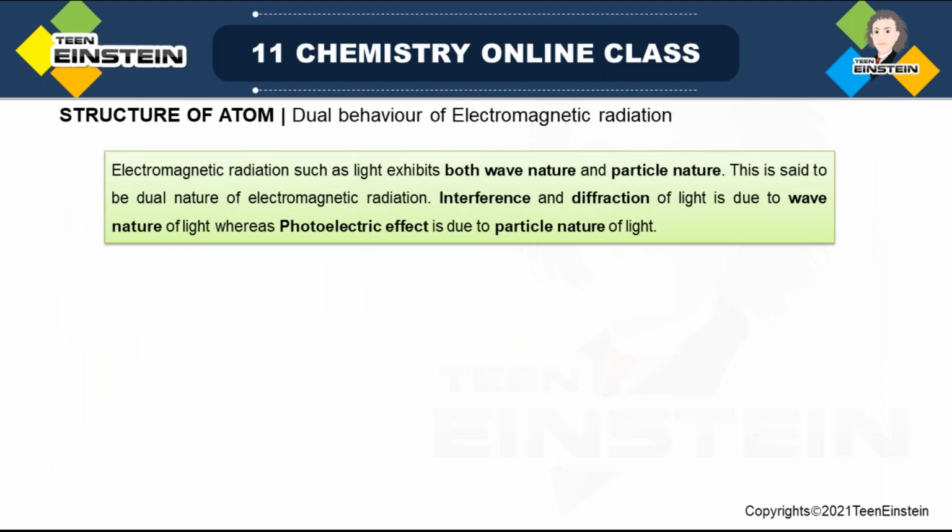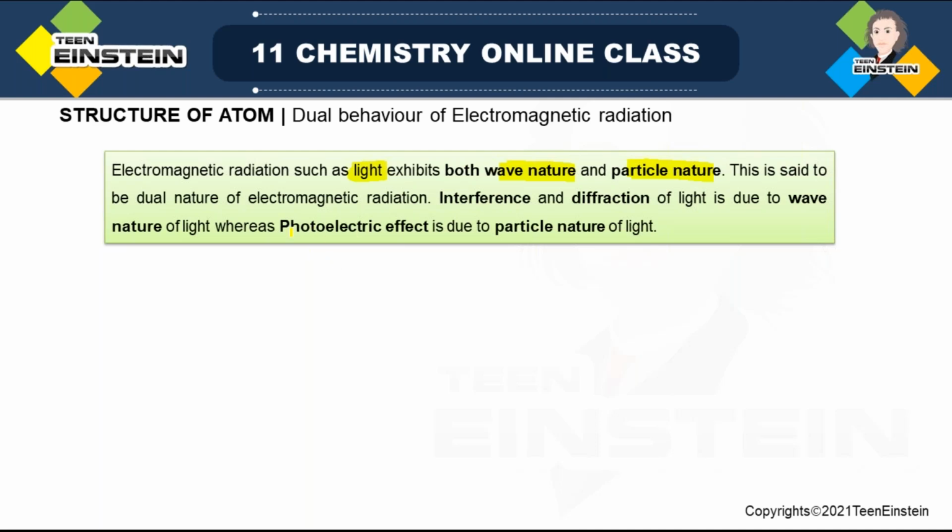Next topic is the dual behavior of electromagnetic radiation. Electromagnetic radiation, you can consider simply light. It can have both wave nature as well as particle nature. Now that is why we are calling it dual behavior of electromagnetic radiation. Okay, because we have seen there are some phenomena which we can describe only by the wave property. There are some phenomena, for example this photoelectric effect, the two problems that we have just seen. So these phenomena can be described only by the particle nature of light.